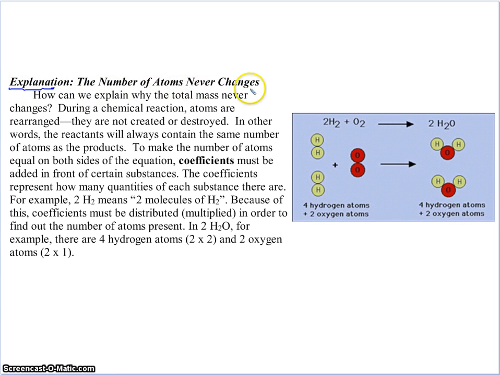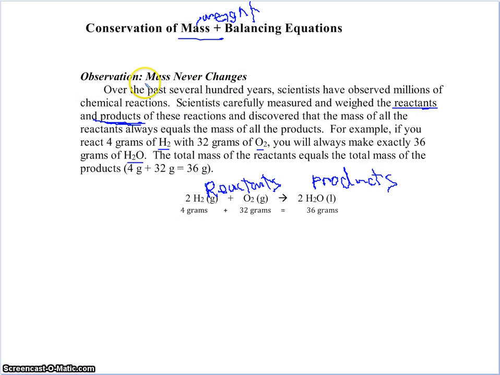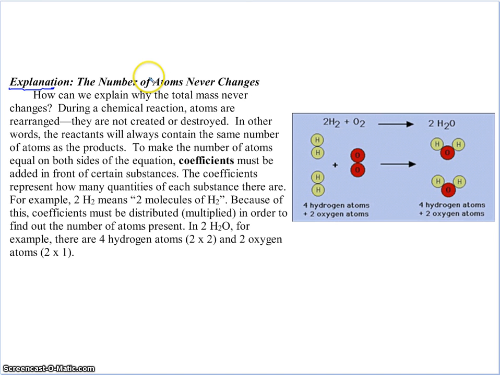The number of atoms never changes. Hold on, what did they just say? They just said the mass never changes. Now they're saying the number of atoms never changes, and that's supposed to explain it. How can we explain why the total mass never changes?